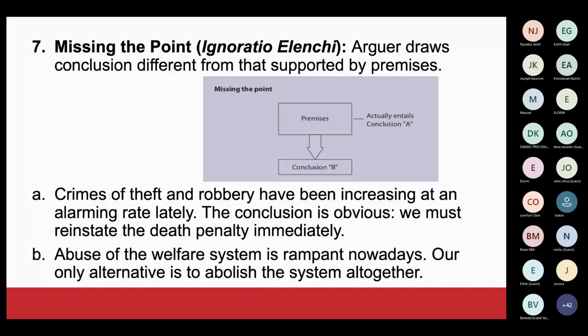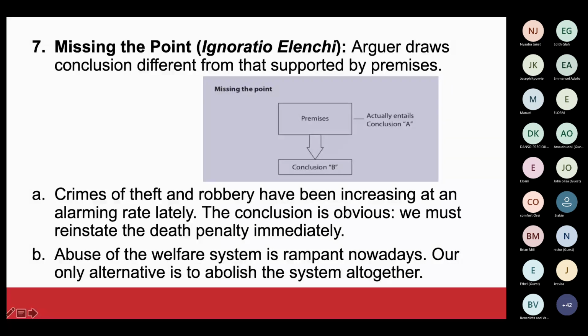All right. We have what we also call missing the point. In missing the point, the arguer draws a conclusion different from that supported by the premise. So the arguer, after arguing and providing us logical premises leading to a particular conclusion, dodges it. He tries to provide a different conclusion that does not support the premises that have been advanced. So we have two examples here. Let's look at this one.